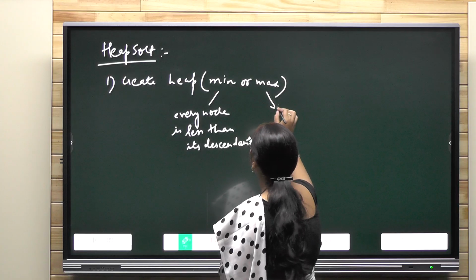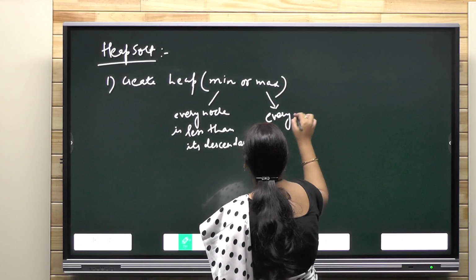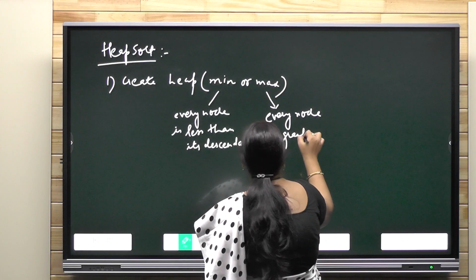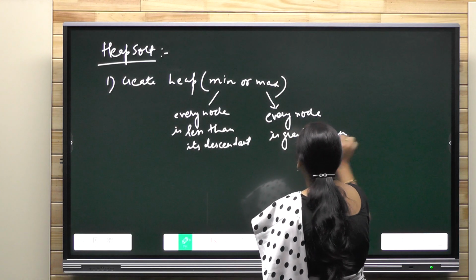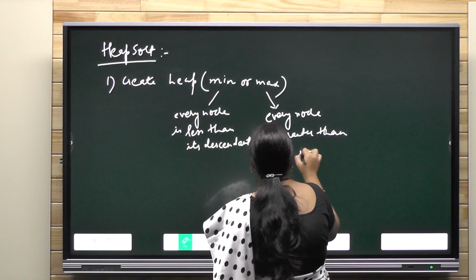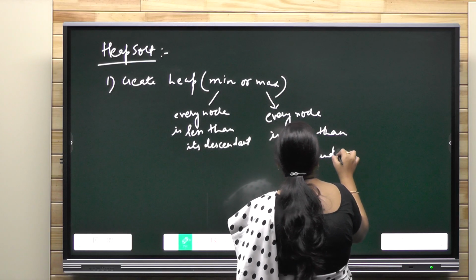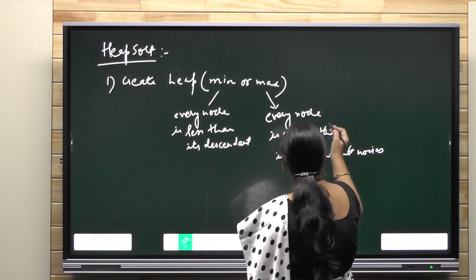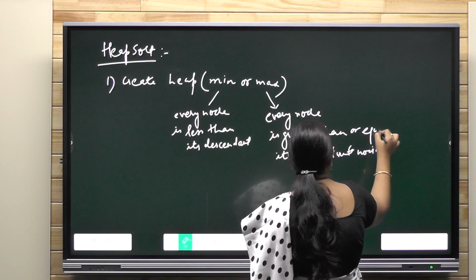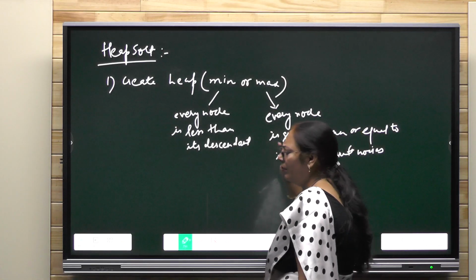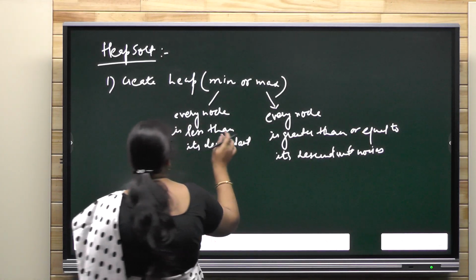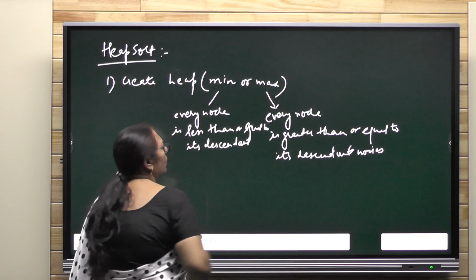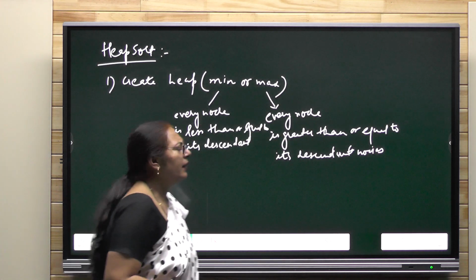Max heap is the reverse. Every node is greater than its descendant nodes. And we can put greater than or equal to here, because if the number of elements are the same, then we have to say equal to. So less than or equal to, or greater than or equal to.